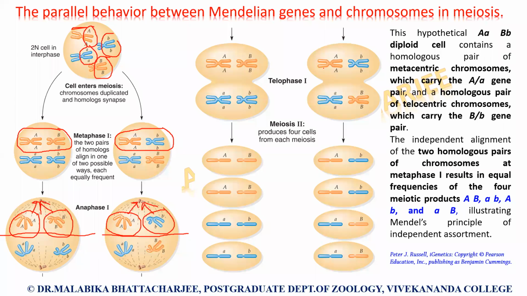Now as you see, telophase sets in and cytokinesis proceeds, and we get a cell having a capital A, capital B condition and a cell having a capital A, small b condition. On the other hand, this is another cell having a small a, small b condition and another one having a small a, capital B condition. Okay, so this was meiosis 1.